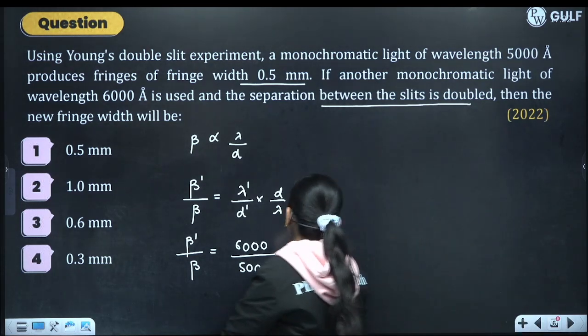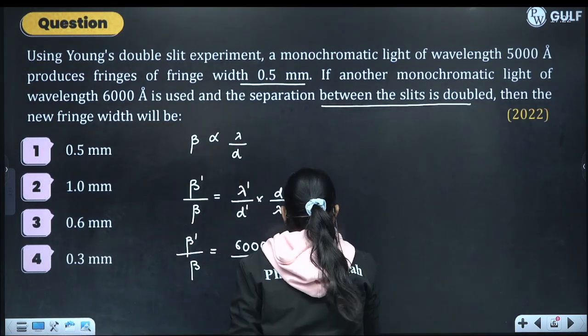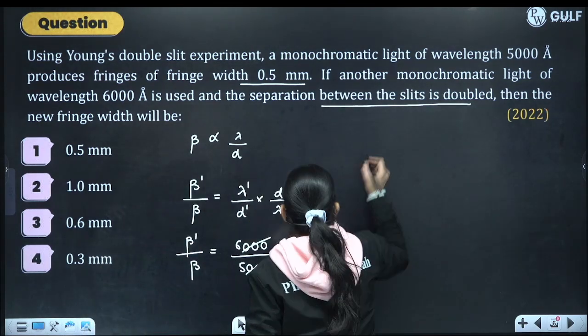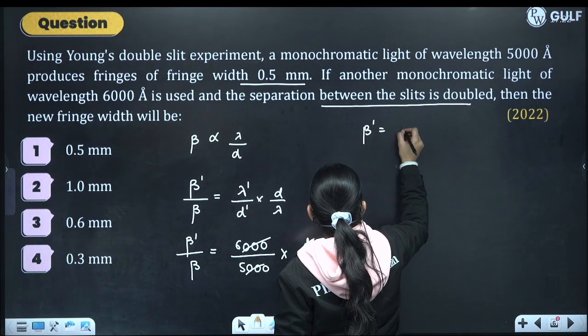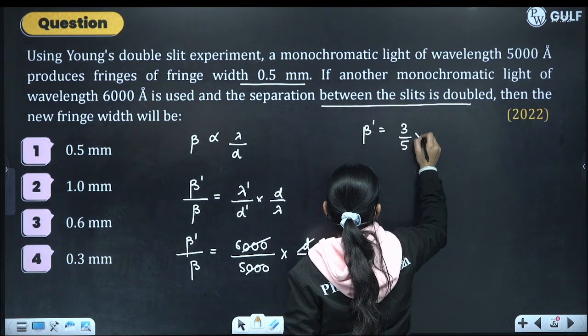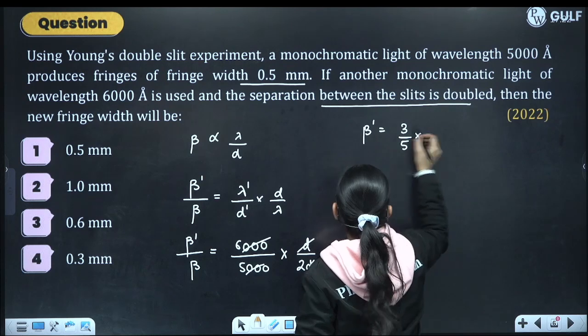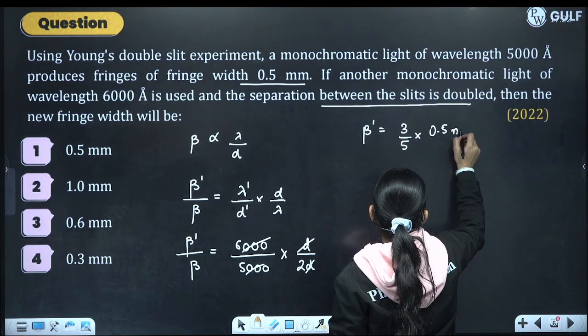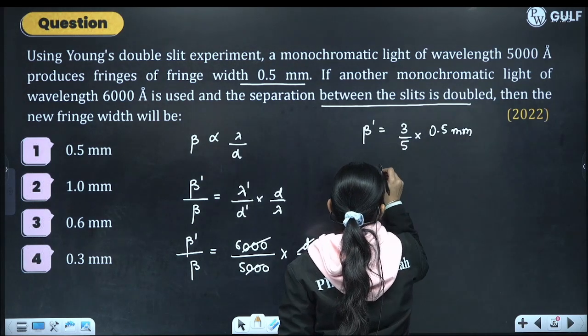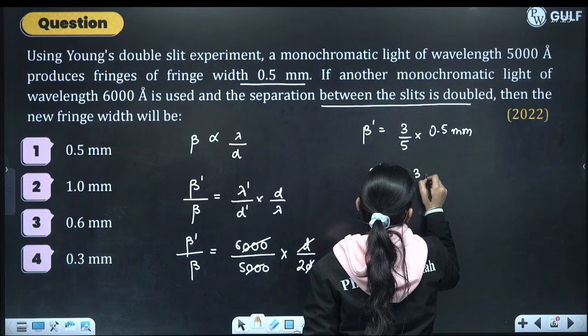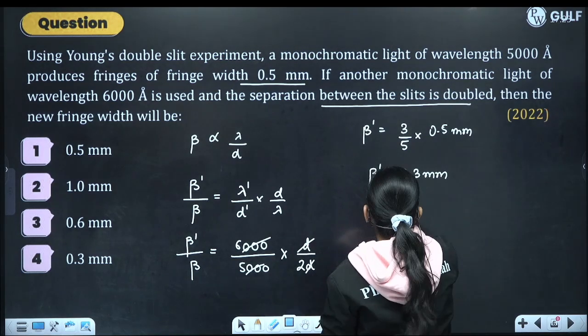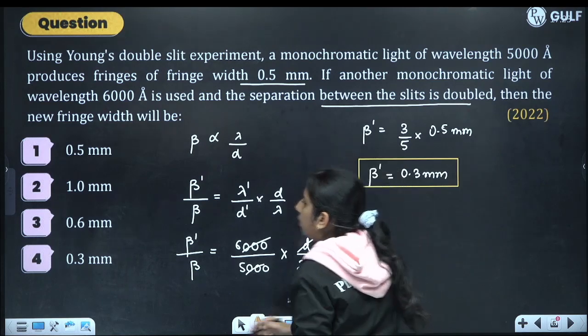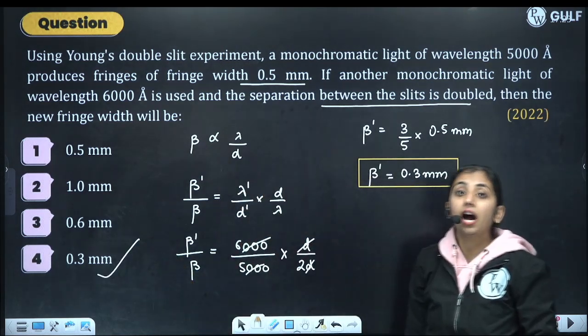So from here what we will get, beta prime is equal to 3 by 5 into beta. Beta is given as 0.5 mm. So beta prime is equal to 0.3 mm. This will be the answer. 0.3 mm will be our answer.